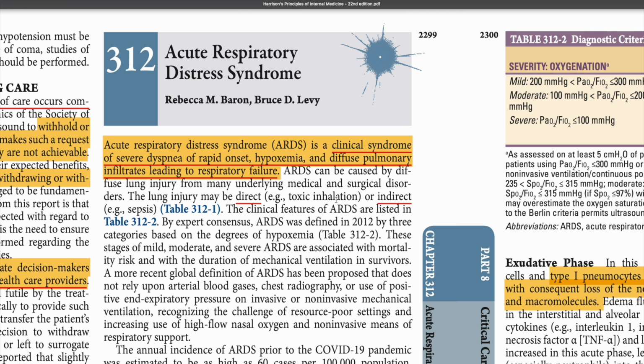Today I'll be discussing Acute Respiratory Distress Syndrome, or ARDS. I have gone through Harrison and other standard references and taken the right points and summed them up into one PPT so that you get a clear and concise understanding of this topic. So let's get started.